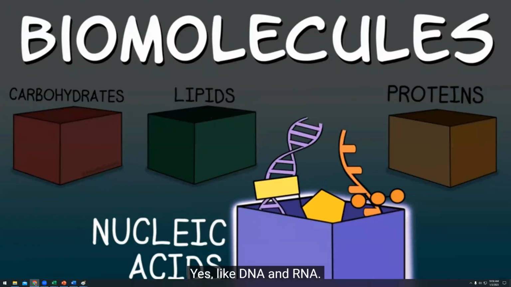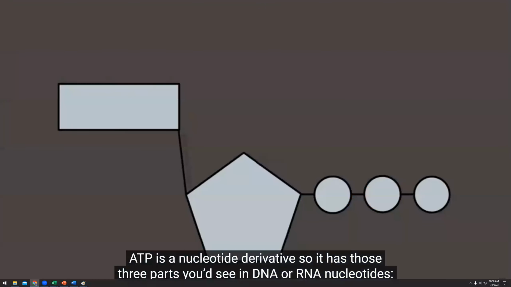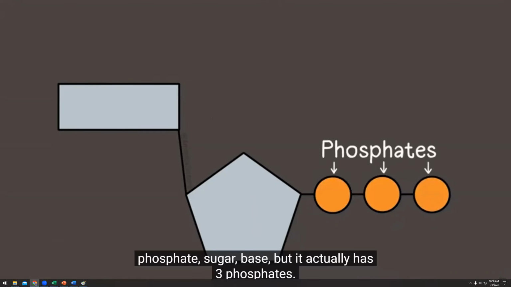Yes, like DNA and RNA. ATP is a nucleotide derivative, so it has those 3 parts you'd see in DNA or RNA nucleotides: phosphate, sugar, base. But it actually has 3 phosphates. ATP is short for its full name, adenosine triphosphate.